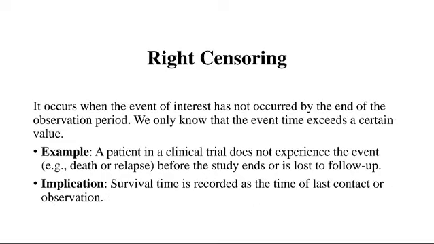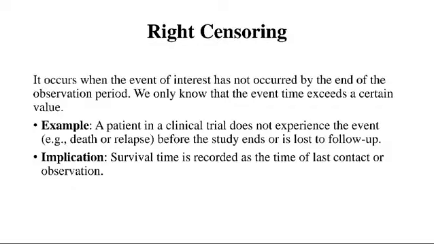The first type of censoring is right censoring. Here we know that the event of interest has not happened by the end of the particular point of time, but we know that the event time exceeds a certain value. Suppose we are considering a patient study, we could have a certain follow up after the test is recorded, but in that follow up we miss the observation. Then we say that the survival time is the time of lost contact or observation. So this is right censoring.